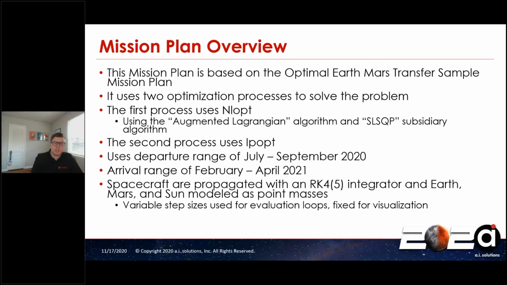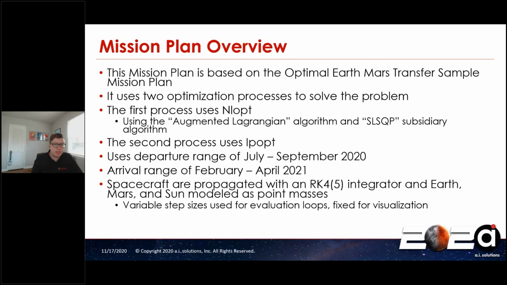The other thing is we're using 2 optimization processes, like I mentioned. The first one is going to use NLOpt with the augmented Lagrangian algorithm and the SLSQP subsidiary. You can go into the help file and read up more about the different algorithms available with NLOpt. These are actually the default algorithms, and they just gave me some good convergence behavior, so that's what I went with here. The second process uses IPOpt. Again, I just got better convergence behavior using IPOpt. There's some sort of guess and check that goes on behind the scenes when you're picking an optimization engine to use.